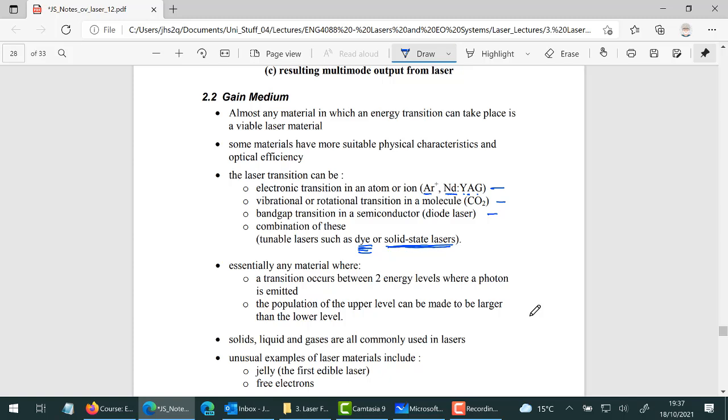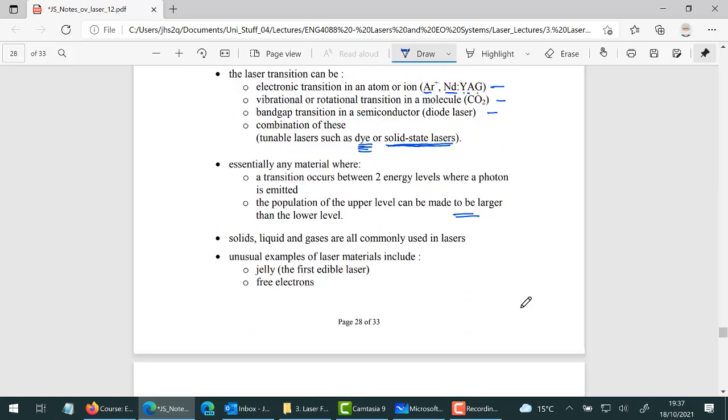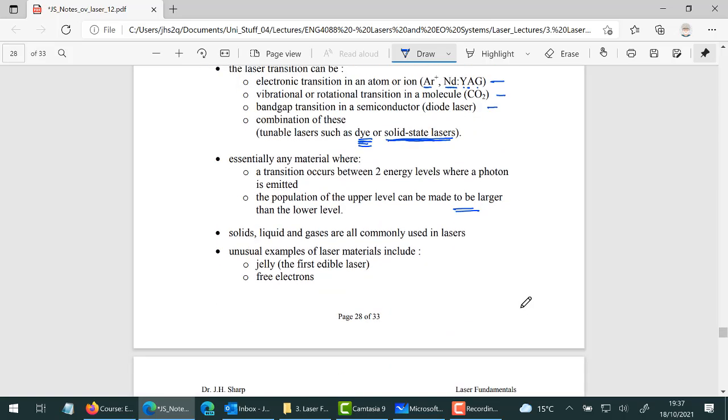So any material basically where we can get two or more energy levels where a photon can be emitted, it can be made to laser. Wherever we can get a population inversion, in other words, the population of the upper level can be bigger than the lower level, then we can get some sort of coherent emission, stimulated emission from it.